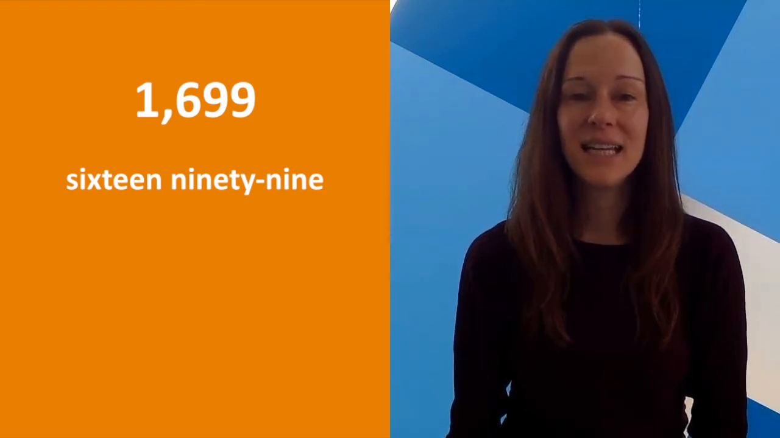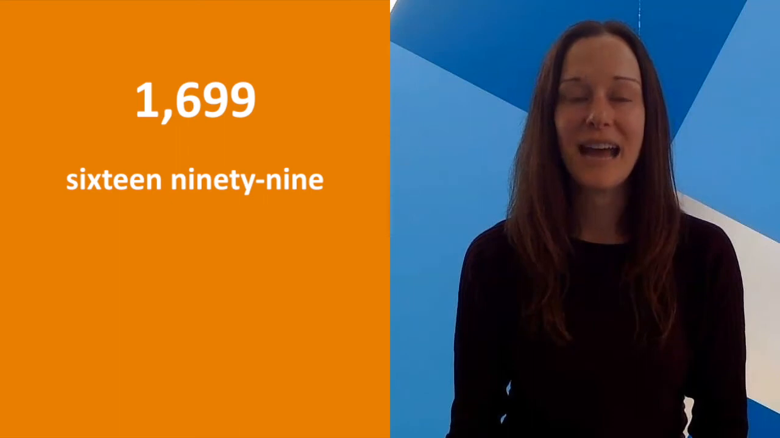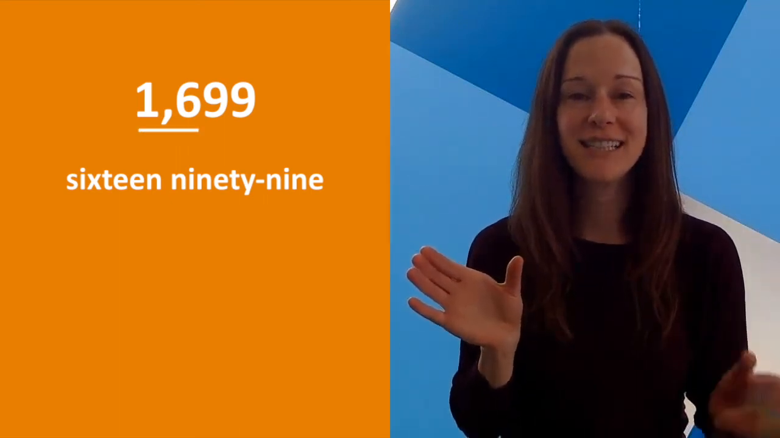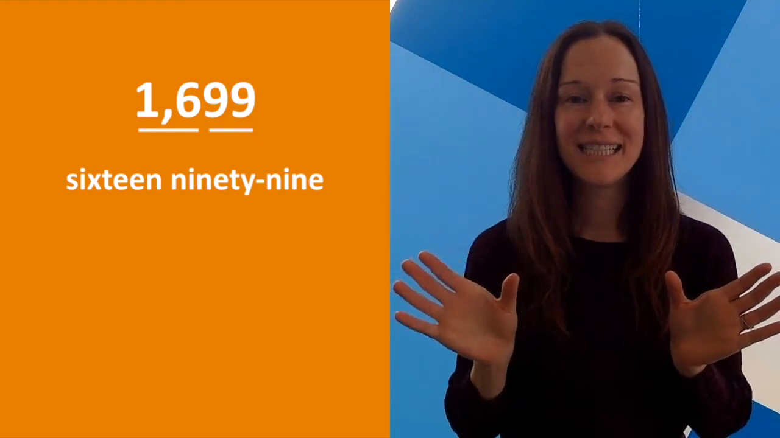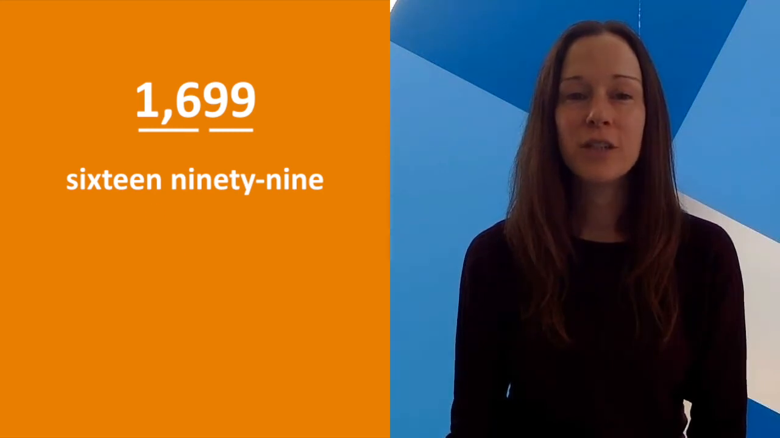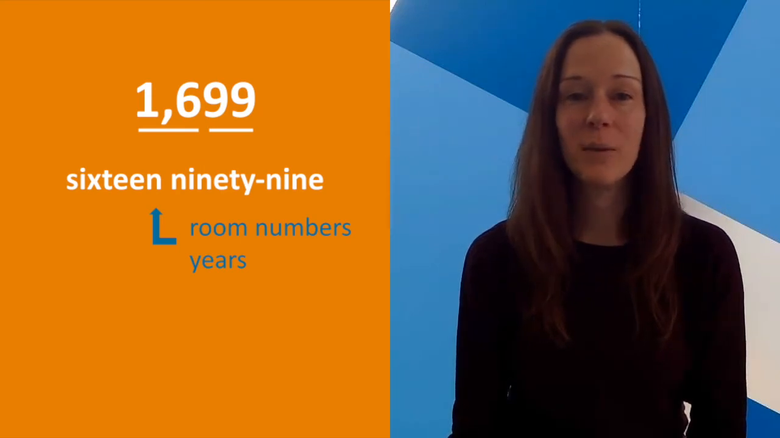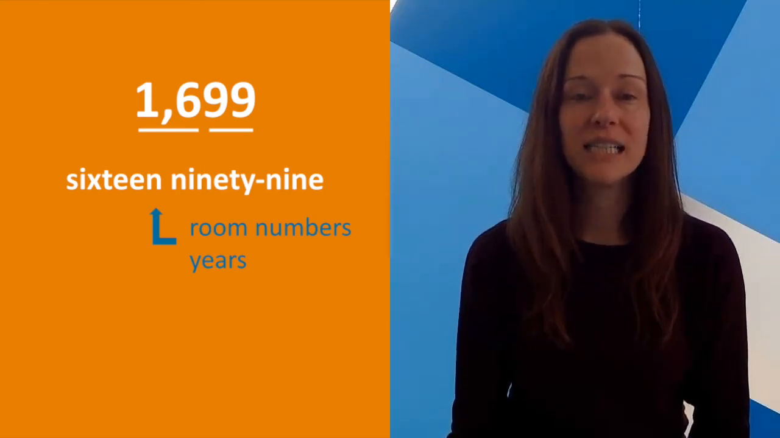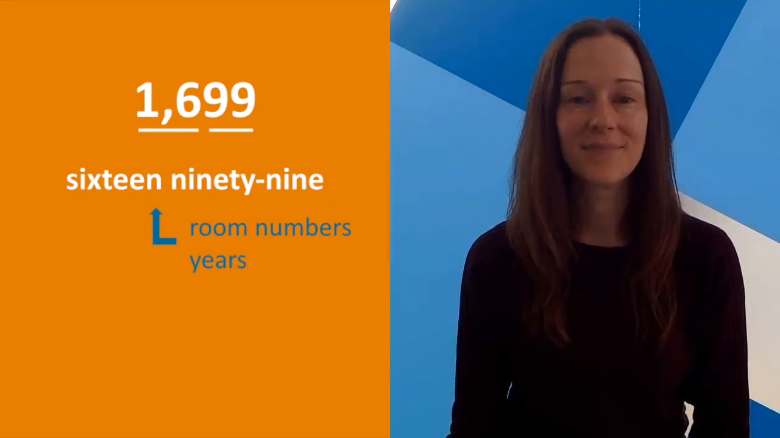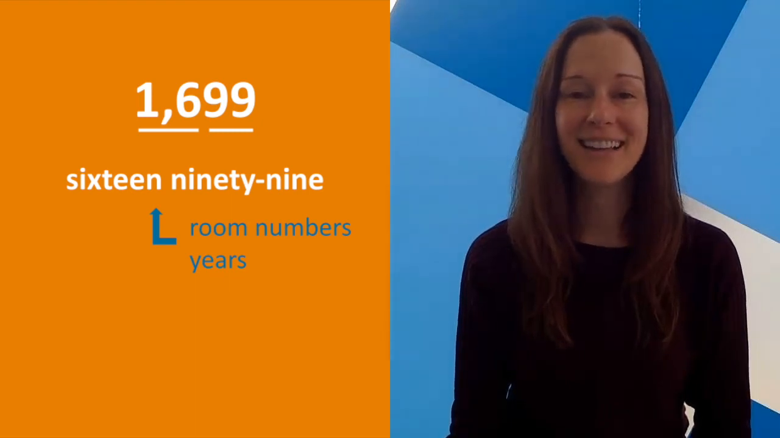Another way to say this number is sixteen ninety-nine. Again, here, it's like we're splitting the number in half, and reading the first two digits and then the second two. Sixteen ninety-nine. This is used a lot for talking about room numbers and years. So, for example, our hotel room number is sixteen ninety-nine. Or, in the year sixteen ninety-nine, I was not alive.